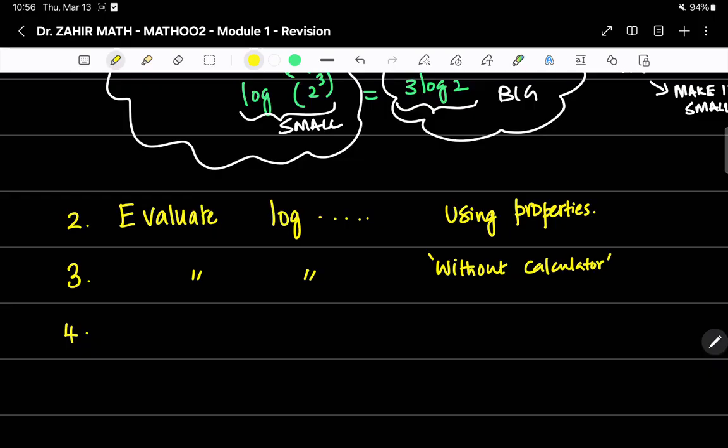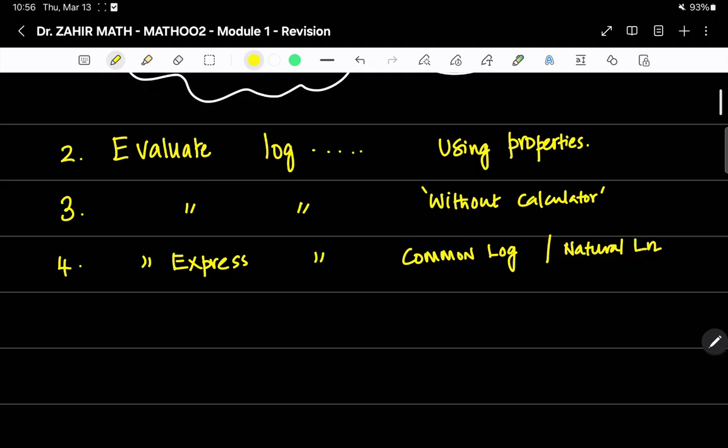Next one I'm going to do for you is expressing logarithms in terms of common and natural logarithms. You're going to give the answer, the logarithms, in terms of common logarithm, that is log, and natural logarithm, which is ln. Okay, keep in your mind. This is number 4 I'm going to tell you.